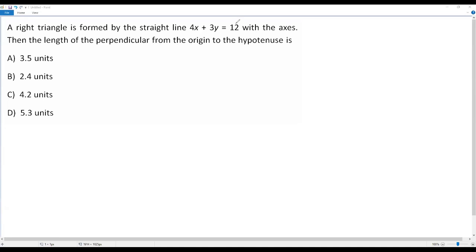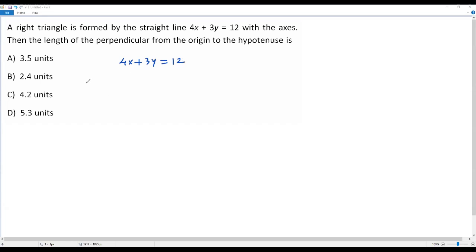Here we have the equation of a straight line, and it forms a right angle with the coordinate axes. We have to find the length of the perpendicular line which has been drawn from the origin to the hypotenuse of the right triangle formed. Now let me take the equation of the given straight line, 4x + 3y = 12. If I find the x-intercept and y-intercept of this line, I'll be able to draw it easily on the xy plane and get the right triangle formed.